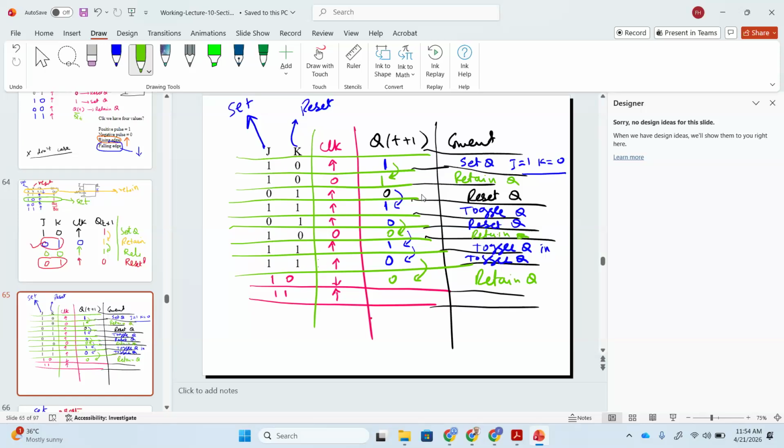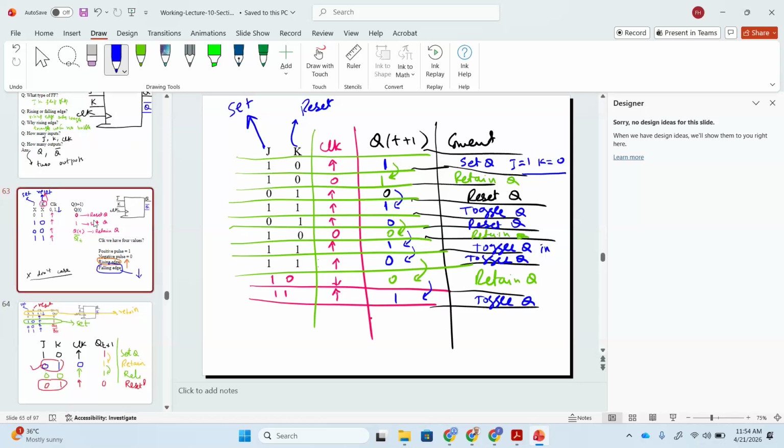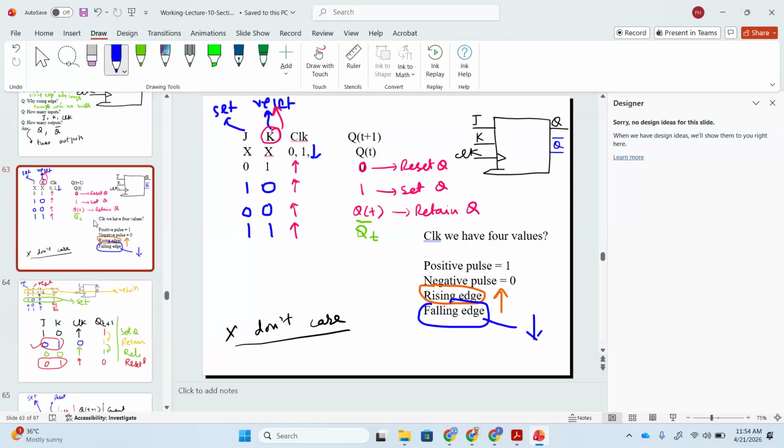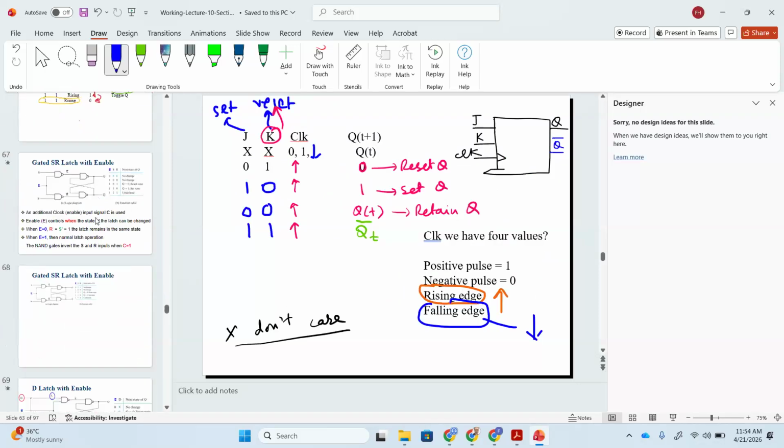Clear. And if it is 1 1 and there is a rising edge of the clock, what will happen? Anyone will answer? One. Why one? Because it's rising. No, it's rising, but it's toggle Q because it's 1 1. 1 1 means the invert of Q. Can you see here? This is now the type one. Any question?